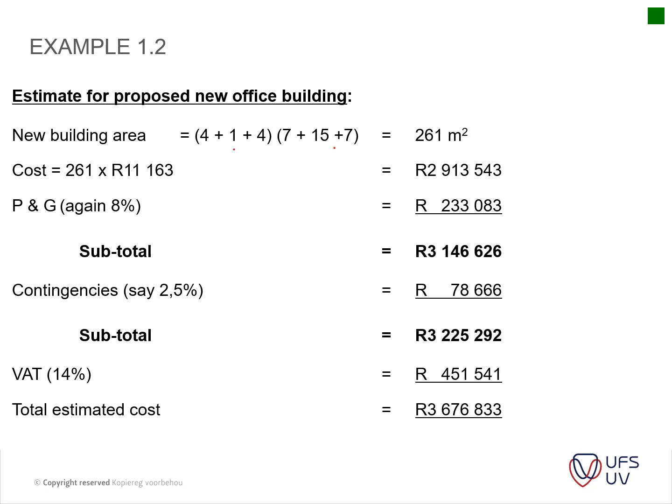Make sure that you are familiar with how to calculate or measure these items, and then calculate your total square meter area. You multiply that by the area tariff that you calculated. You add P's and G's to it, and you add your contingencies to it, and then your VAT, and then you have your new total estimated cost. Okay, so very straightforward. This is basically what we did in class already.